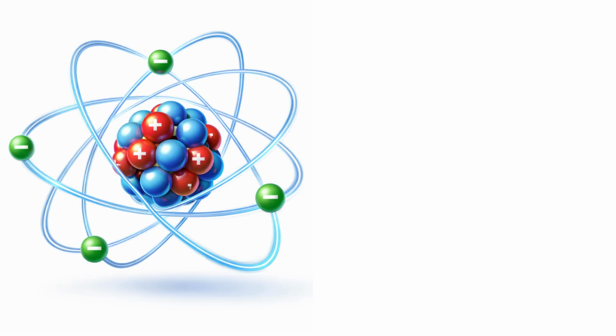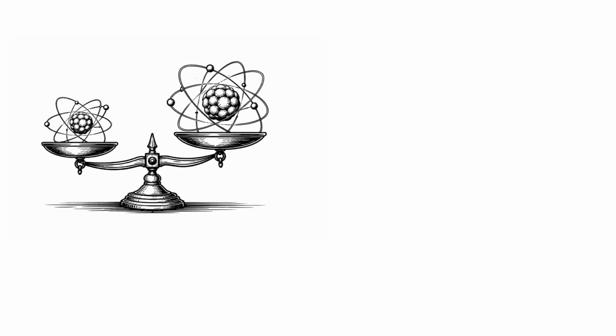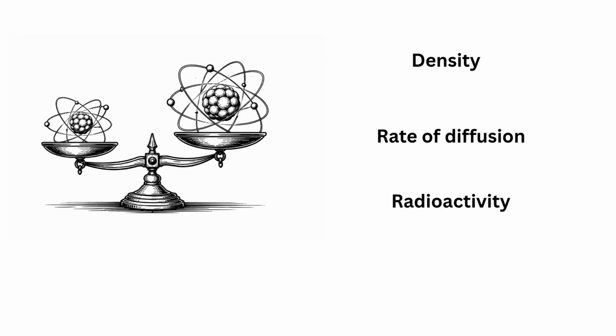Chemically, isotopes behave almost exactly the same. That is because chemical reactions depend on electrons, not neutrons. Since isotopes have the same number of protons, they also have the same number of electrons. Physically, isotopes can behave differently because of their differences in mass. For example, isotopes can exhibit differences in density, diffusion speed, and existence of radioactivity.